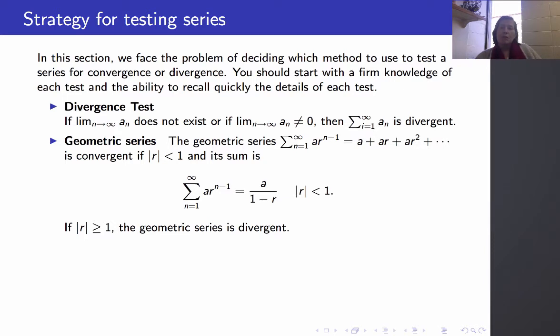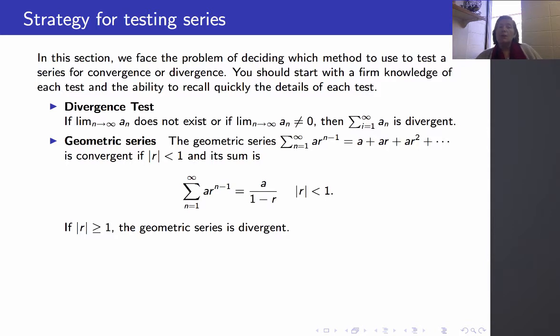Geometric series, if you recognize them, are pretty easy to deal with. They are of the form the sum n equals 1 to infinity of a times r to the n minus 1, and they converge if the absolute value of r is less than 1, and they diverge if the absolute value of r is greater than or equal to 1. And we can do more than conclude convergence here if the absolute value of r is less than 1. In fact, we can write down the sum. It's a over 1 minus r.